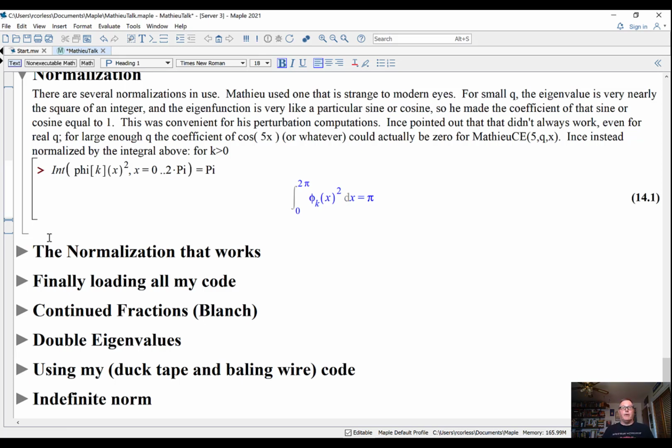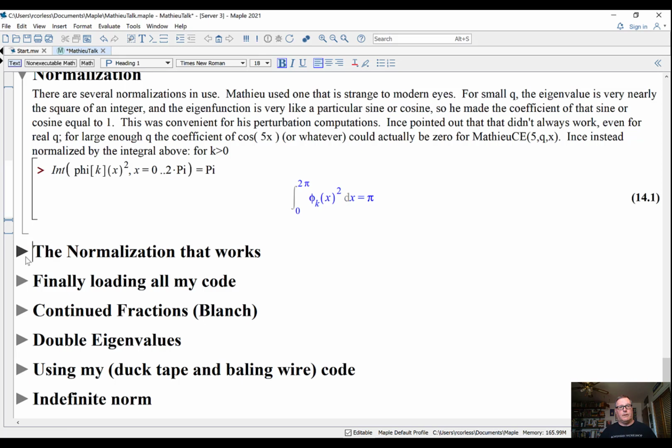It was Ince who pointed out that even for real Q, for large enough real Q, the coefficient of whatever term you're trying to divide by might be 0. And so it doesn't always work. There are exceptional points. So Ince instead said, no, let's normalize so that the integral of the square of the function is pi if k is bigger than 0. If k equals 0, you want 2 pi for the usual reason, same as in ordinary Fourier analysis.